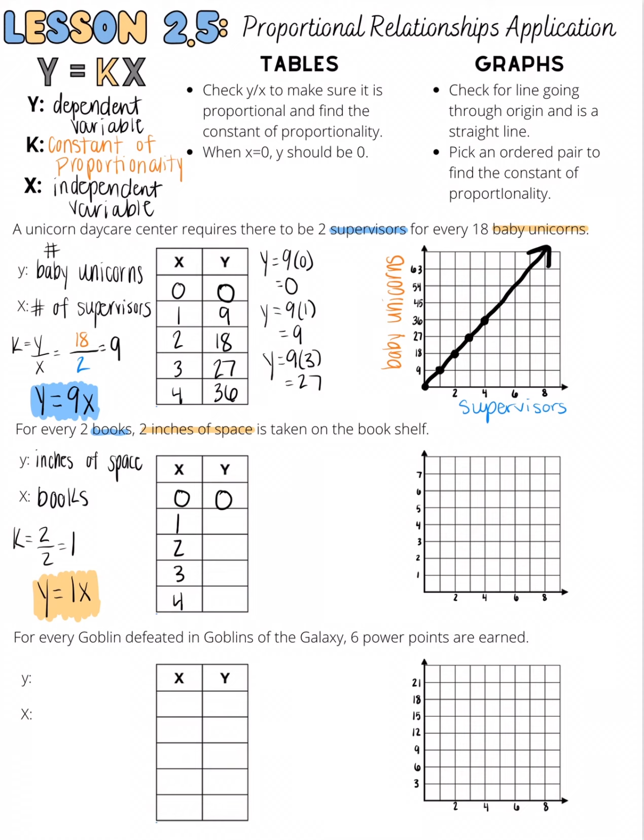So if I have 1 book, then only 1 inch of space is going to be taken. If I have 2, 1 times 2 is 2. If I have 3, it's 3. 4 is 4. So now we can graph that. So 0, 0, 1, 1, 2, 2, 3, 3, and then 4, 4. And now I draw my line. Okay, so I draw them through. Make sure you're precise in how you draw the line. It has to be a straight line. It is a straight line.